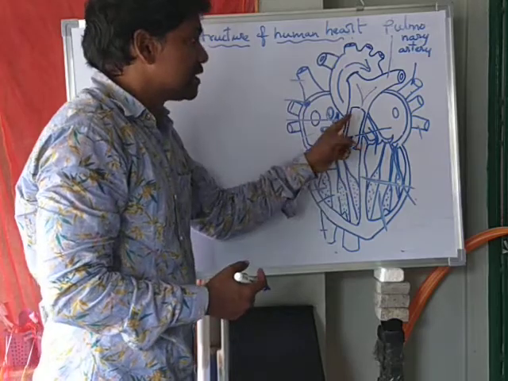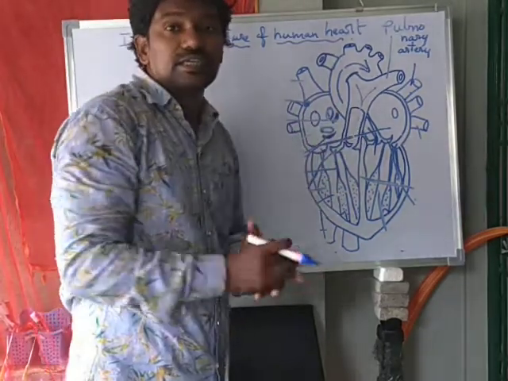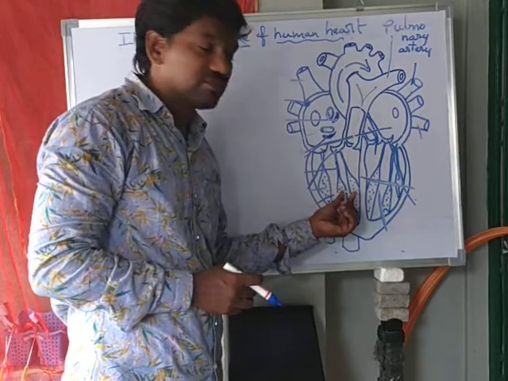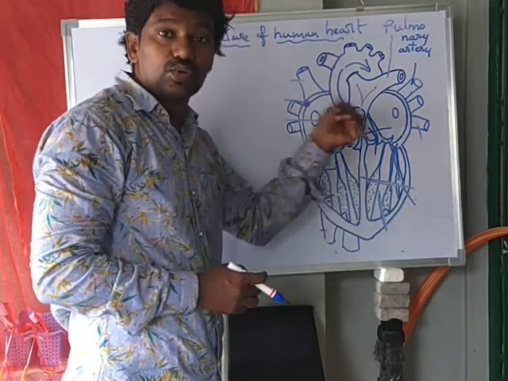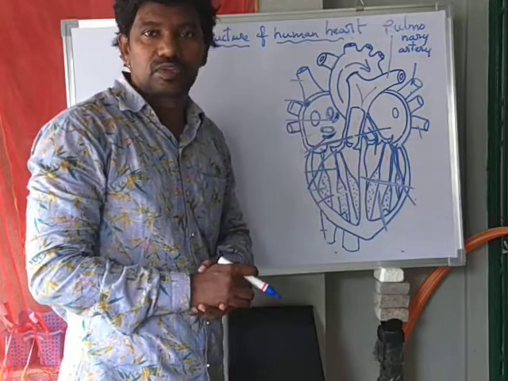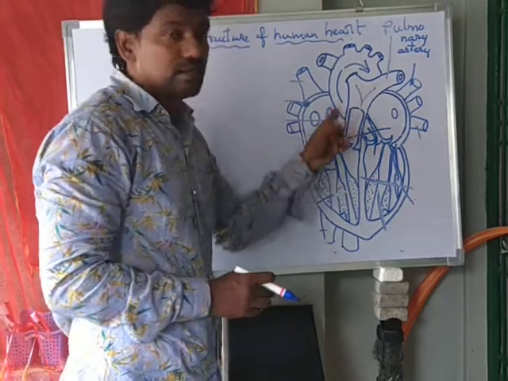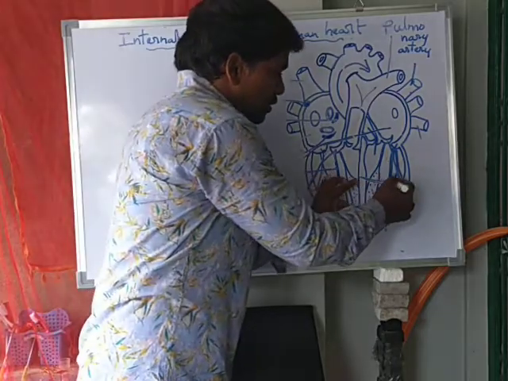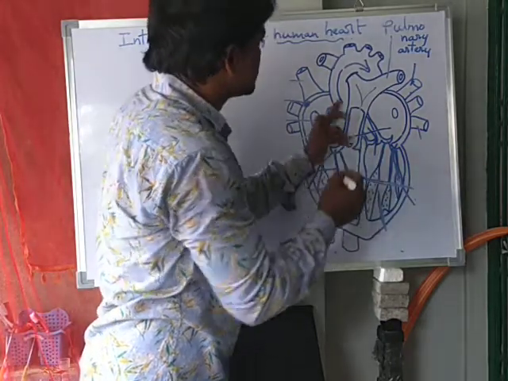The pulmonary artery carries deoxygenated blood from the right ventricle to the lungs. This is the function of the pulmonary artery.